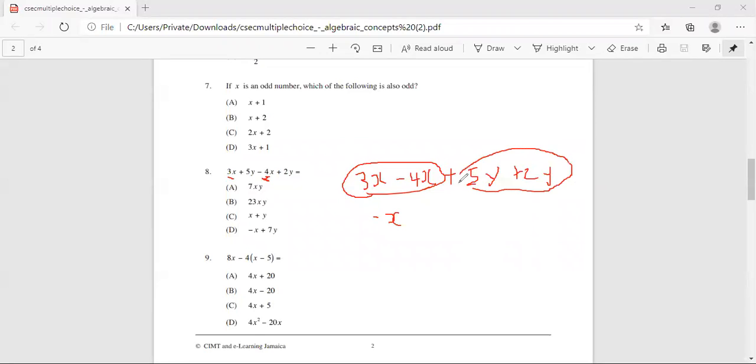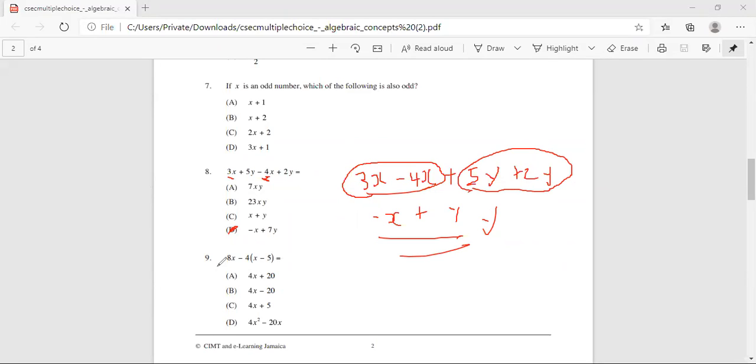And 5 plus, it could be 7, right? So we don't know, in this case our answer can be D. Yes, sir. 7y. Good. So now I'd like number 9. You're supposed to know if we do too.